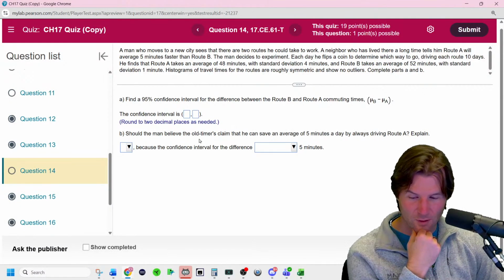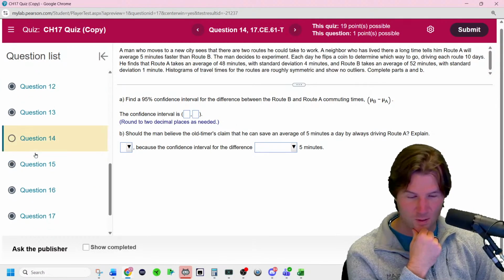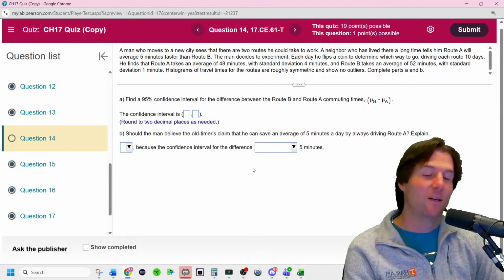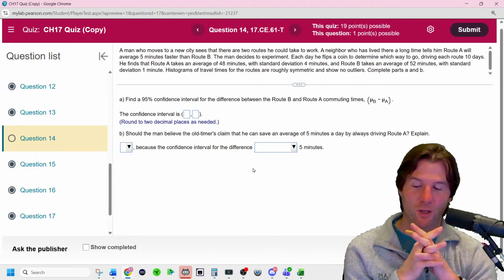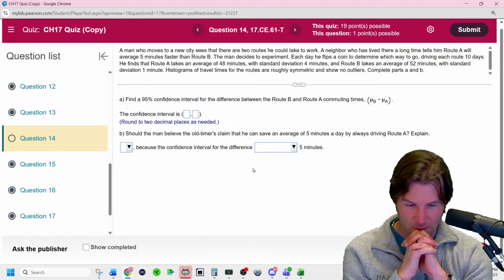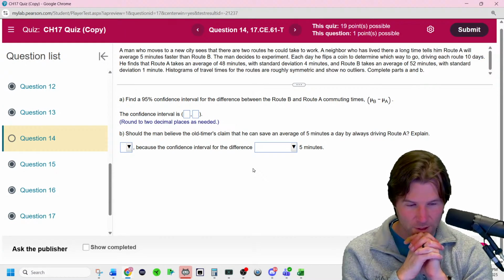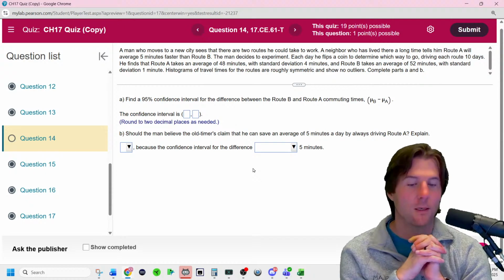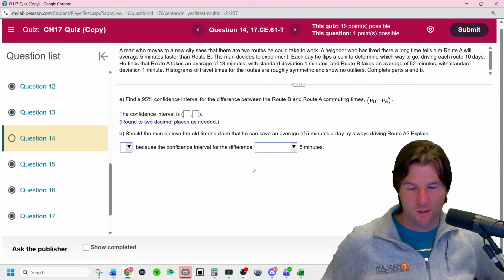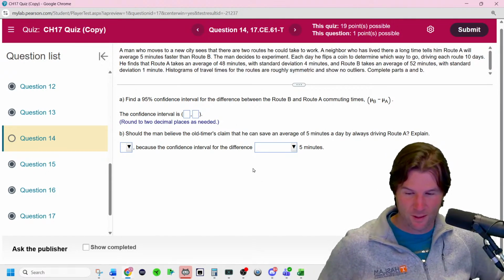Make a 95% confidence interval. I can get this one real quick. Okay, let me think. I'm going to literally try to do this one in my head. So they want B minus A. The difference is 4 minutes. And then he does each route 10 days. Standard deviation of 4 and a standard deviation of 1. So 16 plus 1 is 17 over 10. That's 1.7. Square root of 1.7.